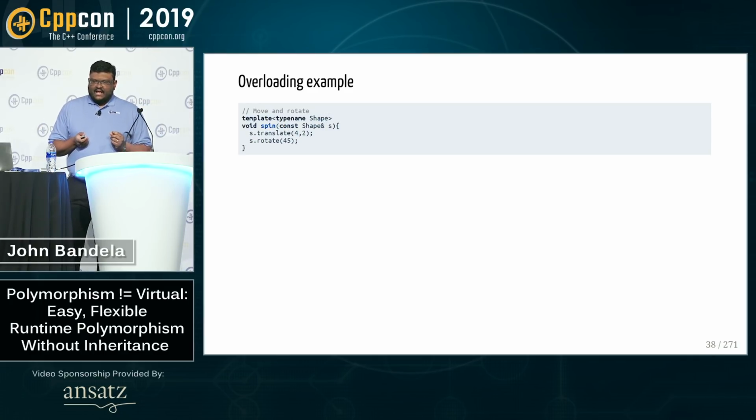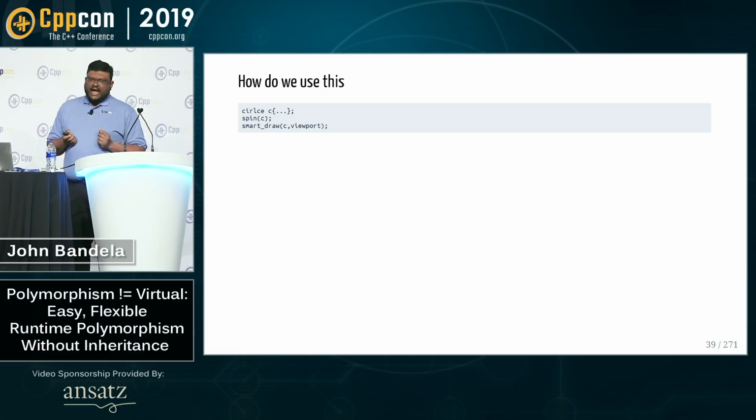All right. So let's also write this thing called spin. We take a templatized parameter, shape S, and we call translate and rotate on it. We're going to be using these two functions throughout the rest of this talk. So how do we use this? We create a circle somehow, we spin it, and then we draw it.